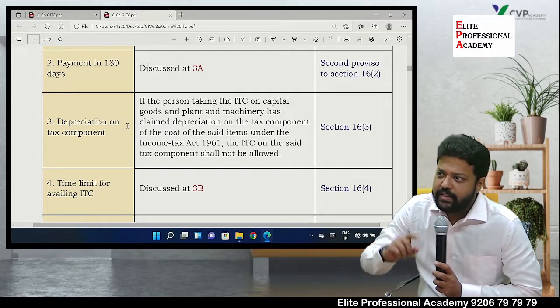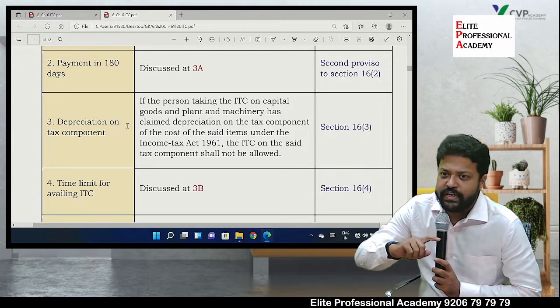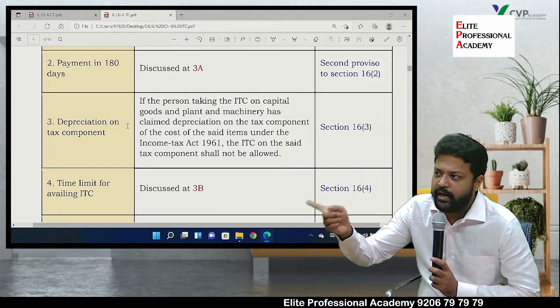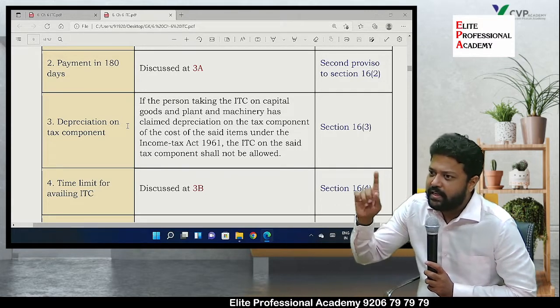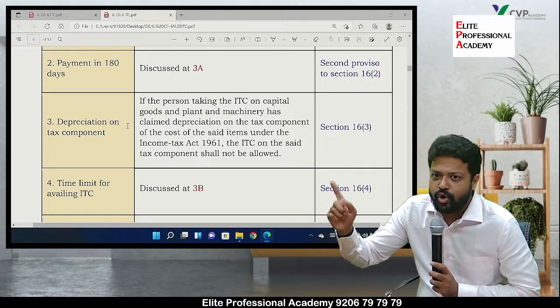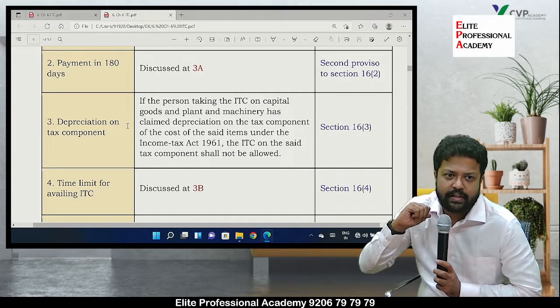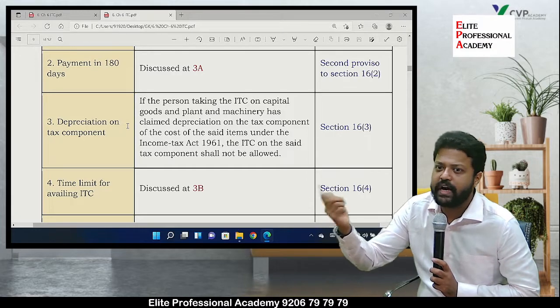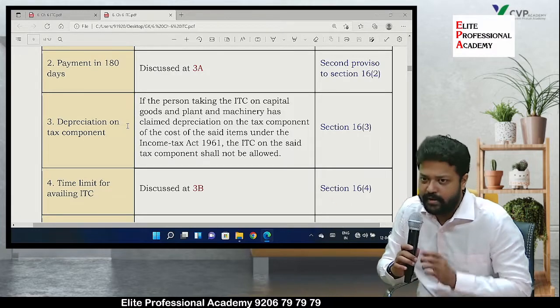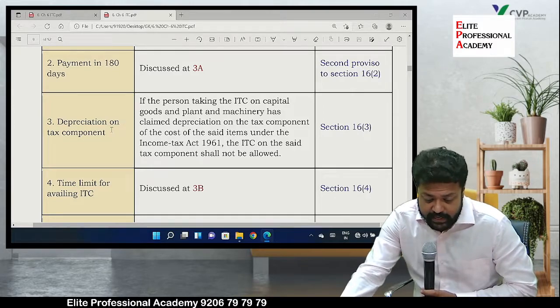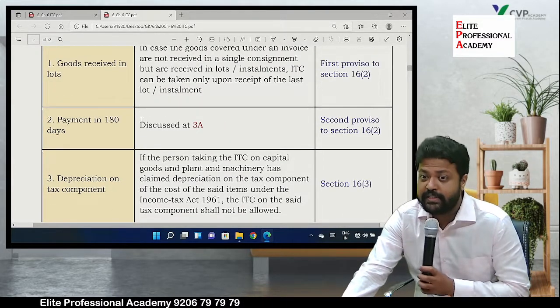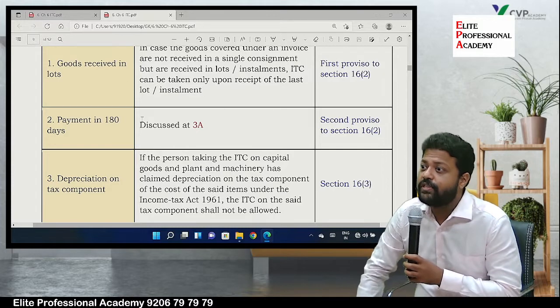In that case, the goods are not delivered or physically not received by that third person who is ordering the supplier to send the goods to some other location. Even in that case, it is deemed that the third person has received those goods and sent them to the actual buyer. So all those points we have seen, and we started yesterday with additional conditions which contained goods received in lots.